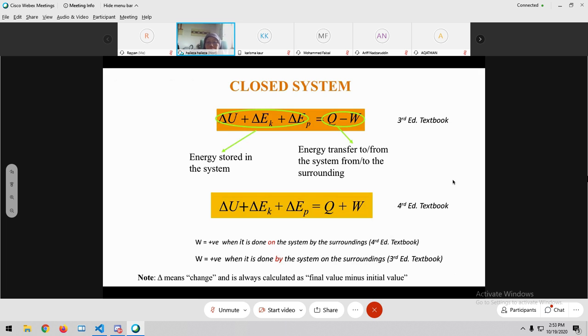This is why I asked you about the textbook just now. Have a look, there's a difference in the equation. If you're using the old version, the 3rd edition, there's a negative sign there. But if you're using the latest edition, the 4th edition, there's a positive sign. If you use the negative sign, you might end up with a different answer. The value is the same, but the sign might be different.